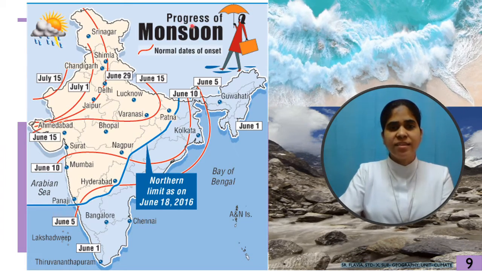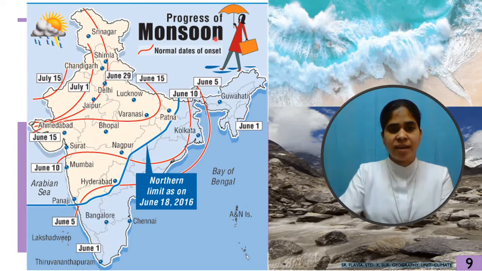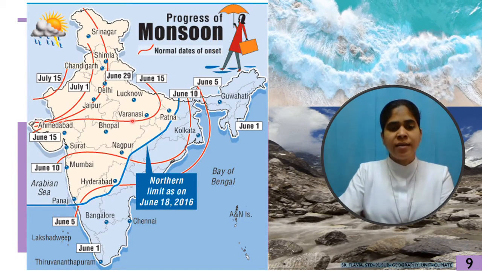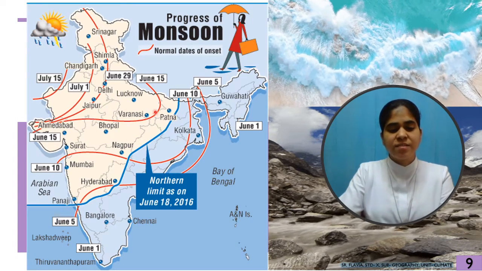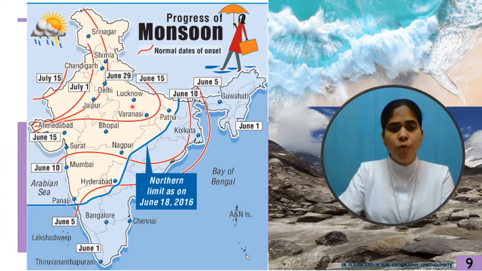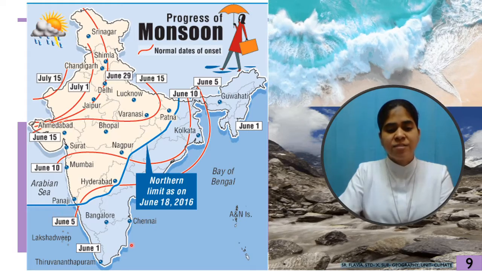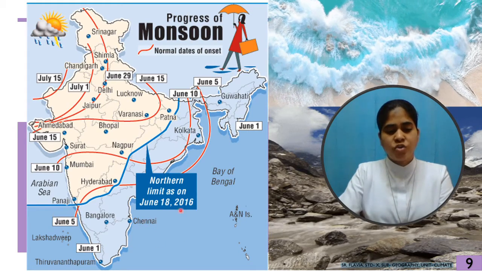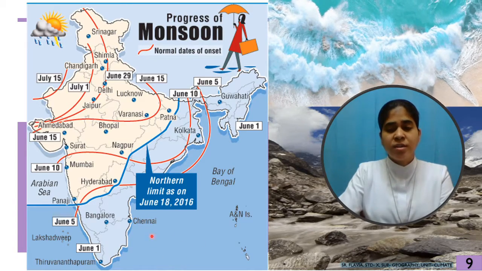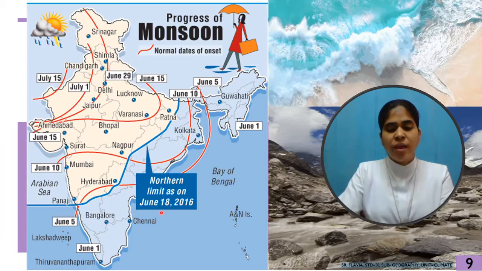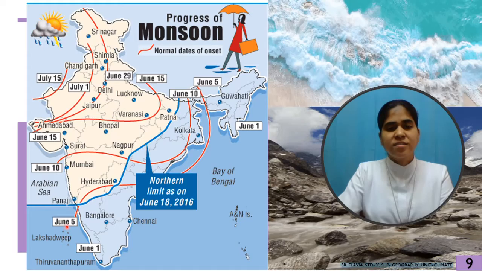Now, let us look at this map of India, which shows you the progress of monsoon in India. As I told you earlier, because of the low pressure created during the summer season, the winds move towards the high pressure area in the southern hemisphere towards the Indian Ocean. And when the low pressure is created in the Indian Ocean in the southern hemisphere, the winds start to move towards India in the southwest direction.